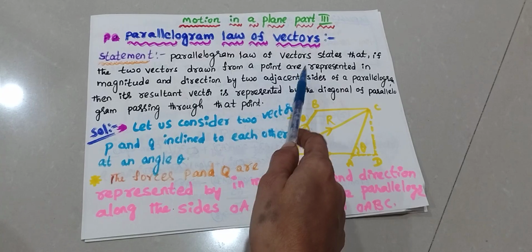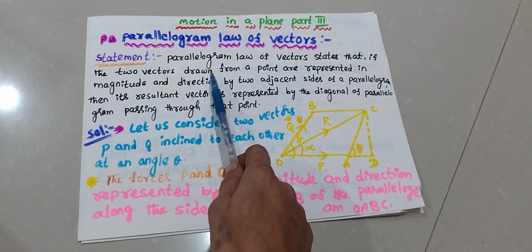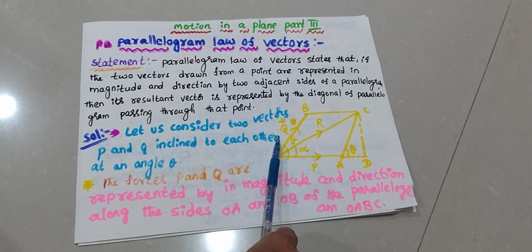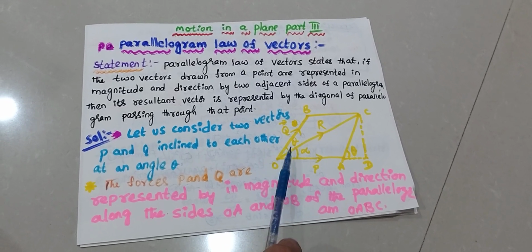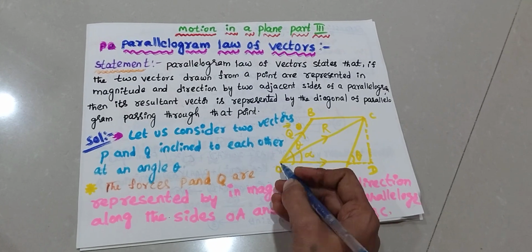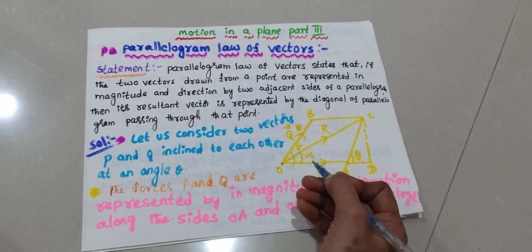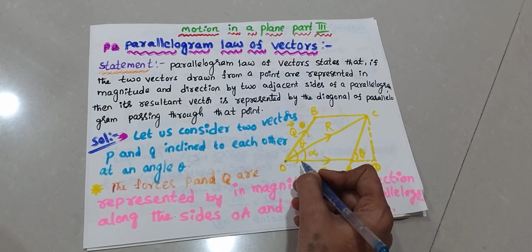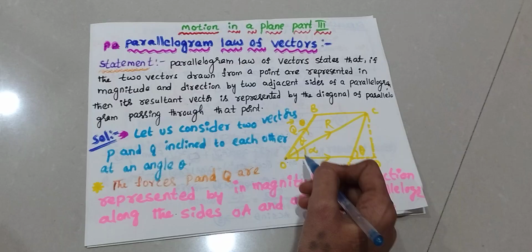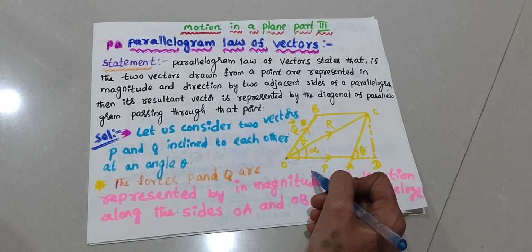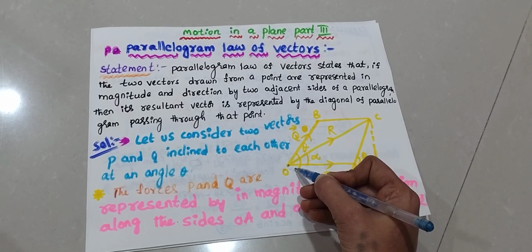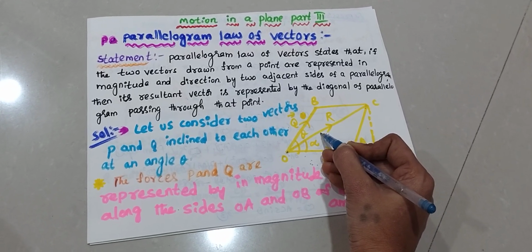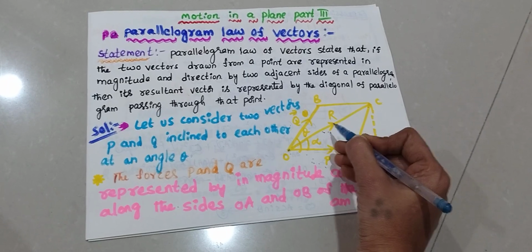Parallelogram law of vectors states that if two vectors, let us consider two vectors P and Q, drawn from a point, this point is the origin, are represented in magnitude and direction by two adjacent sides of a parallelogram, then their resultant vector is represented by the diagonal of the parallelogram passing through that point.